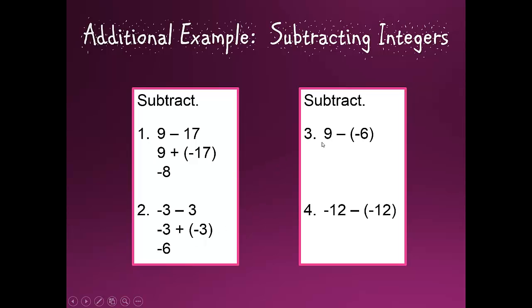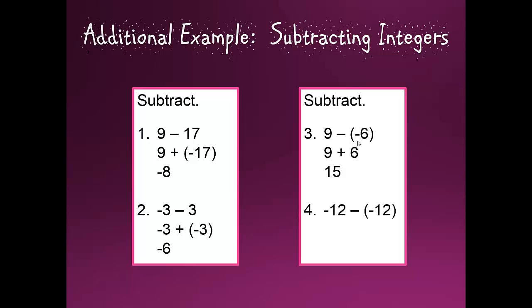For number 3, I have 9 minus negative 6. 9 will stay the same. I change my subtraction to addition, and then I want the opposite of negative 6, and the opposite of negative 6 is 6. So I have 9 plus 6. And I can go ahead and add 9 plus 6, and I get 15.